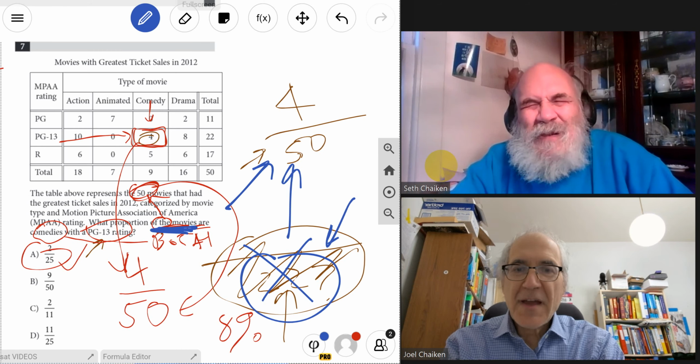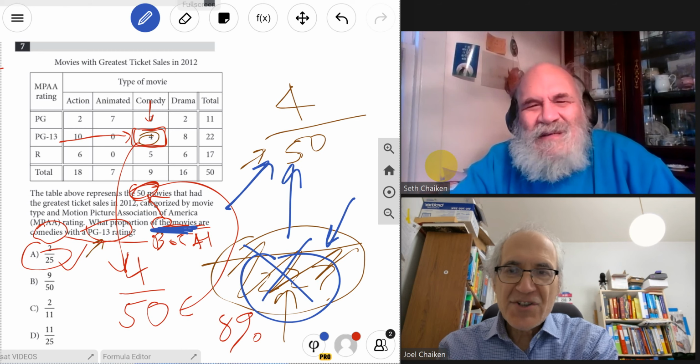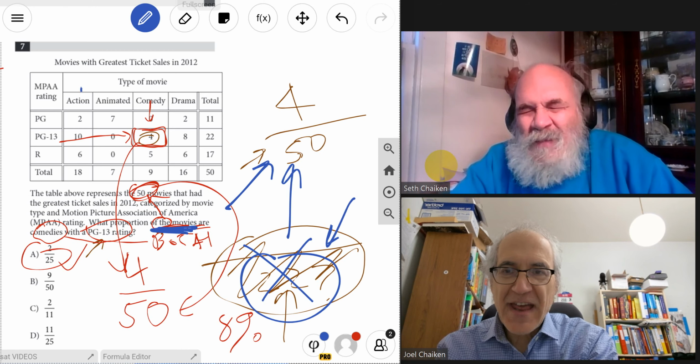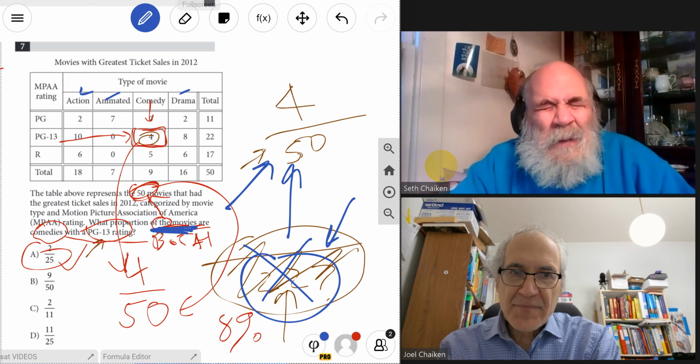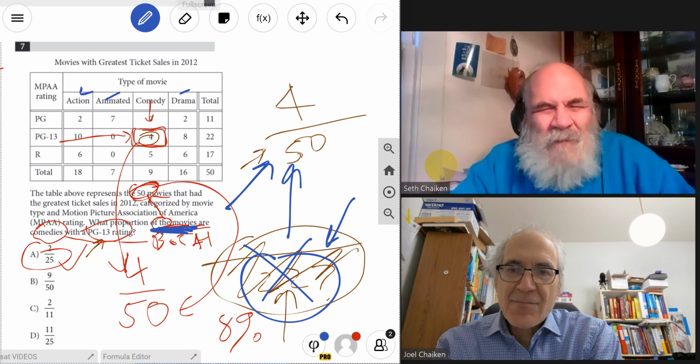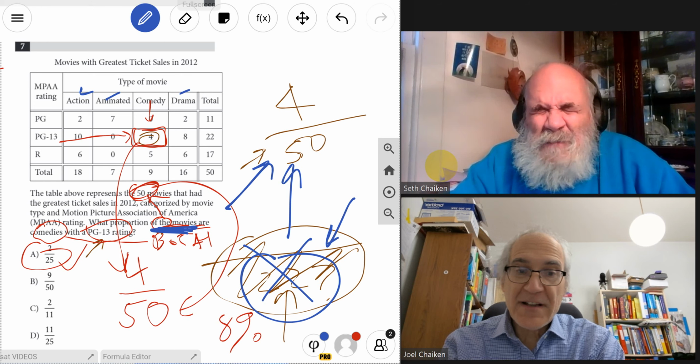Right. I mean, here I don't think extraneous information is really the problem, because nowhere do they even mention action, animated, drama. None of that stuff is even mentioned here. Yeah, that's a clue. But this is classic marginal probability. It's not taught that. They don't really spend a lot of time on this.